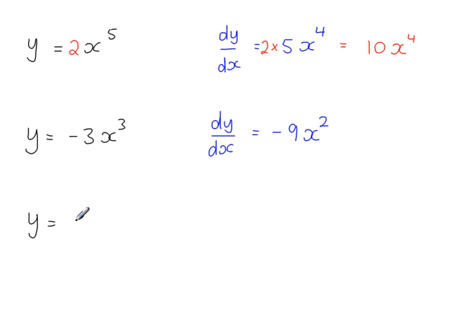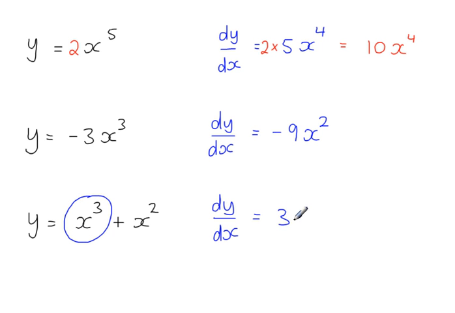Y is equal to x cubed plus x squared. So if you have multiple terms, dy by dx is equal to, okay, so differentiate the first term, 3x squared, plus differentiate the second term, 2x, and when you subtract 1 from the power, it's the power of 1, but you wouldn't write the power of 1, we just leave it out, so this is what you get.